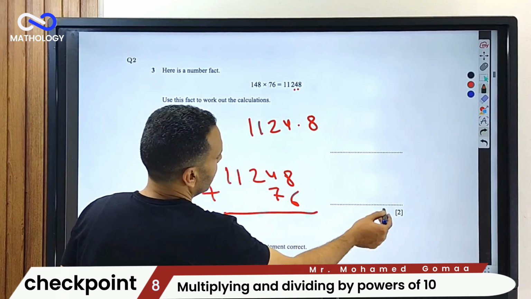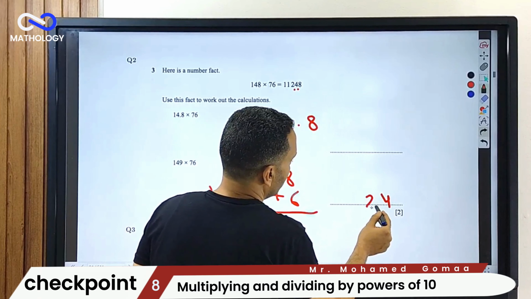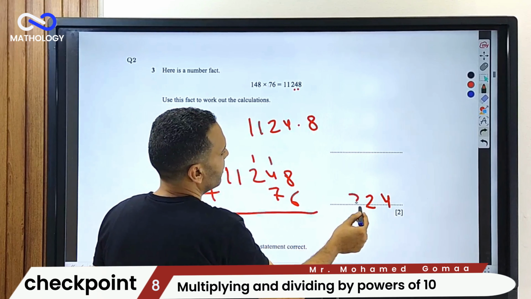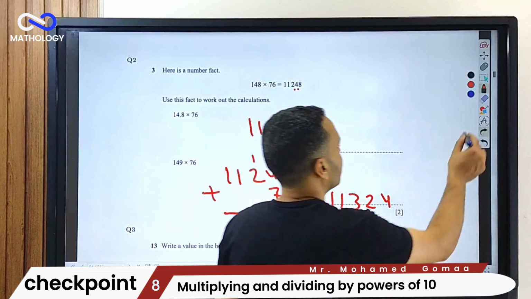8 plus 6 equals 14. 4 and carry up 1. 5 plus 7 equals 12, plus 1 is 13. 3 and carry up 1, will be 11,324.